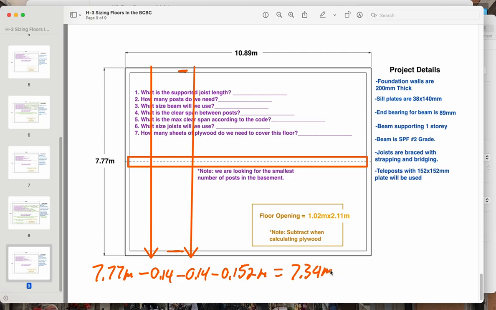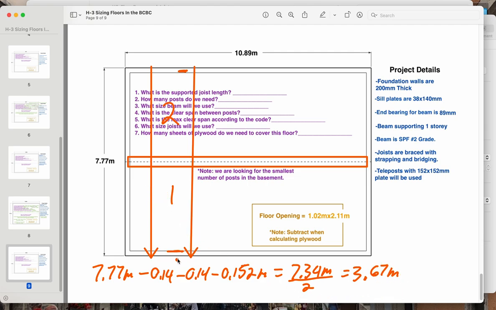Okay, and we get a total of, when we subtract all that out, 7.34 meters. So our total span from inside a beam to inside a mud sill, 7.34. Now we have 2 spaces, so we're going to divide this by 2, and we're going to get the actual span that our joists need to go. So that's 3.67 meters.